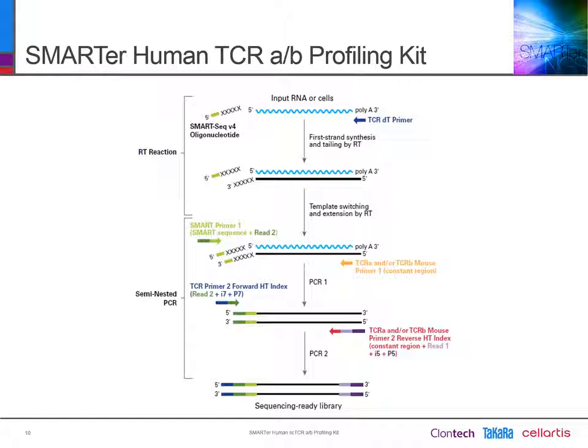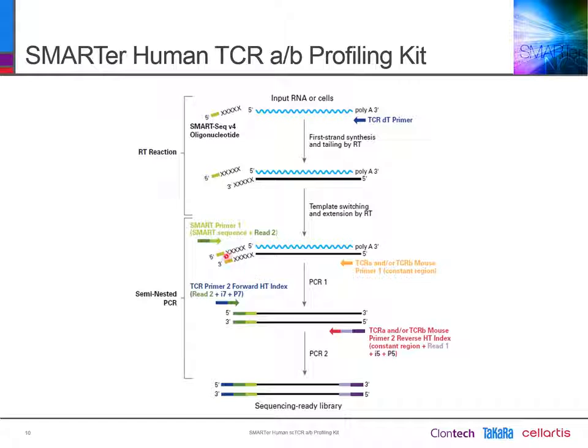I would then like to review briefly the strategy that has been used in the bulk human TCR kit. In this kit, we start with dT priming, and again, you perform a first-strand synthesis, add in non-templated nucleotides, and in this case, we add in the SMART-Seq v4 oligonucleotide as a template switching oligo, which is the oligo that's been used in several of our single-cell kits. And after you obtain the cDNA and do extension by RT, you have 2 rounds of semi-nested PCR that we have incorporated.